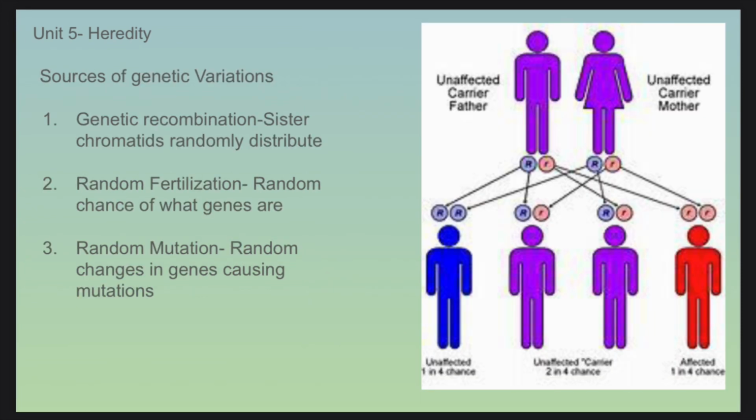Alright, so let's find the sources of genetic variation. Genetic recombination. Sister chromatids randomly distribute. So like no 2 siblings are ever the same. Random fertilization is the random chance of what genes you get. Random mutation. Now that's interesting. It's the random changes in genes causing the mutation. So you don't know what it could be. It can be either good or bad, or just be a trait in the family.